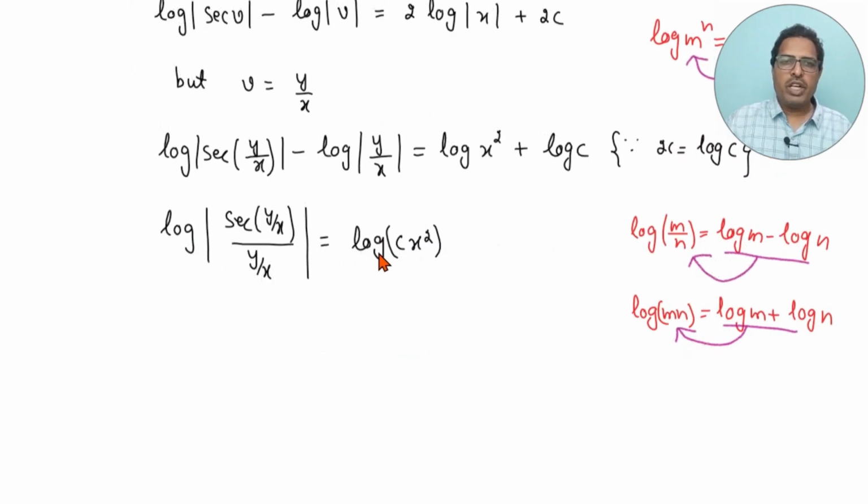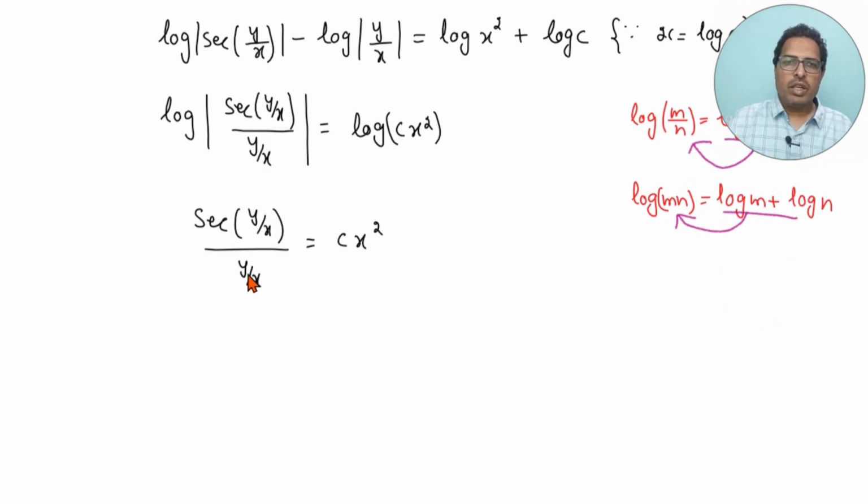So you can just eliminate this log from both the sides. So we will get secant of y by x whole divided by y by x is equals to cx square. You can cross multiply this y by x on the other side, it becomes secant of y by x is equals to cx square times of what? Y by x. One x will cancel out, we will be left with secant of y by x is equals to cx into y.